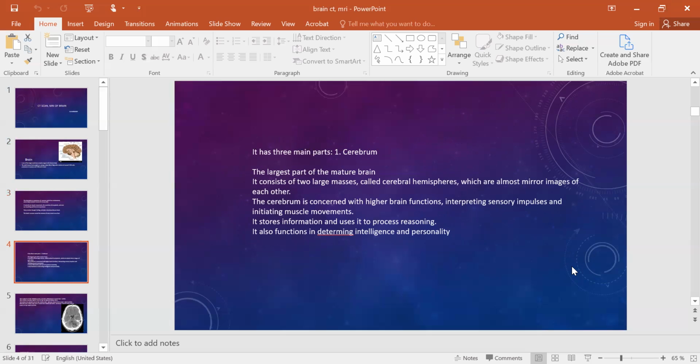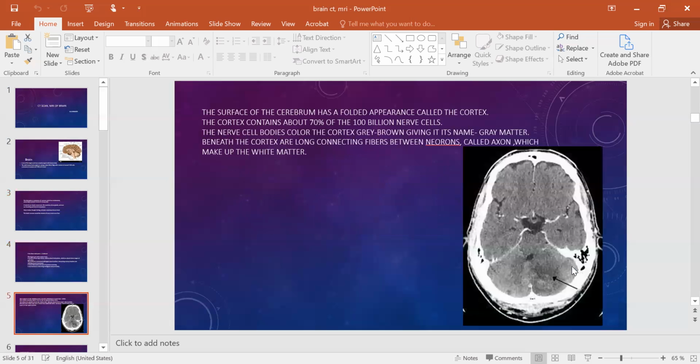The brain has three main parts. The first is the cerebrum. It's the largest part of the mature brain, which consists of two large masses called cerebral hemispheres, which are almost mirror images of each other. The cerebrum is concerned with higher brain functions in interpreting sensory impulses and initiating muscle movement. It stores information and uses it to process reasoning. It also functions in determining intelligence and responsibility.